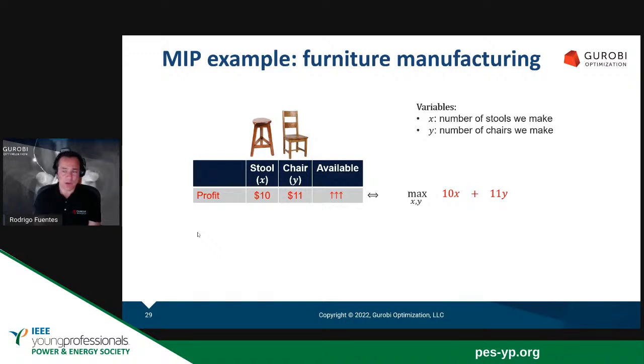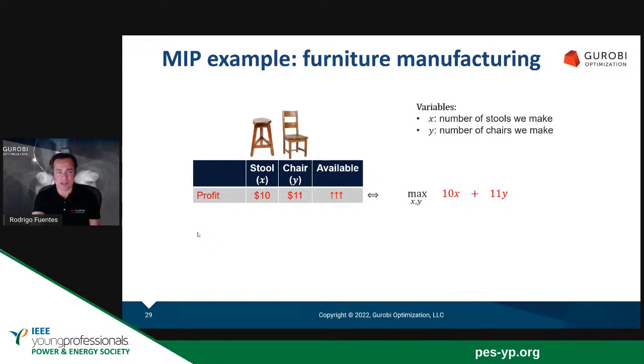Since we know what money we make out of these furniture pieces, we can write our objective. We want to maximize the money we make. We want to maximize our profit. And since we know how much we get for each unit we assemble, the objective is going to be 10 times X plus 11 times Y: $10 for every stool we make plus $11 for every chair we make. That is our objective.